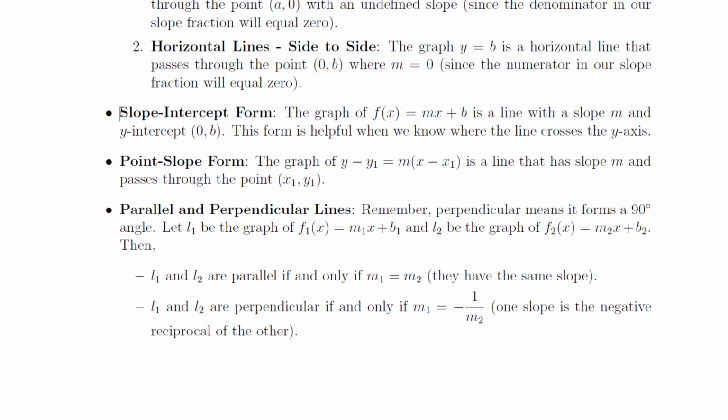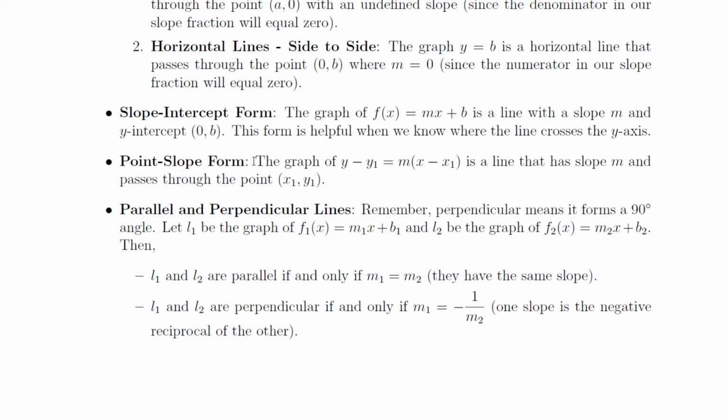Slope-intercept form. The two different ways that we generally write lines are slope-intercept form and point-slope form. Slope-intercept form is your classic equation of a line, f(x) = mx + b. Your y-intercept is at the point (0, b), and your slope is m. So this is really helpful when you want to know where it crosses the y-axis.